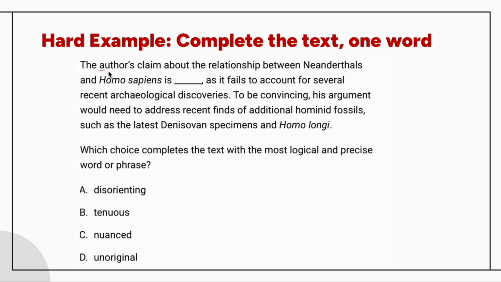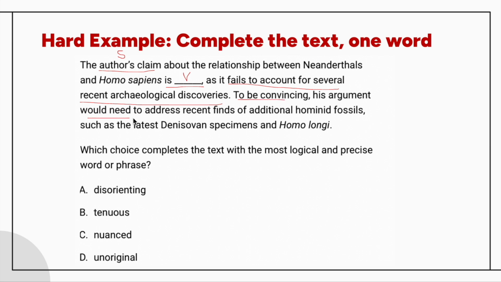The purpose of this passage is to expand on the author's claim that the relationship between Neanderthals and Homo sapiens is blank. The sentence we're focused on, the author's claim is blank. Ridiculous, right? But through the context of the sentences that follow, we know that the author's claim about Neanderthals and Homo sapiens fails to account for recent discoveries. That weakens the argument. It doesn't hold up against new evidence. Now, paraphrase it: the author's claim is weak or shaky because it ignores important new fossil finds.